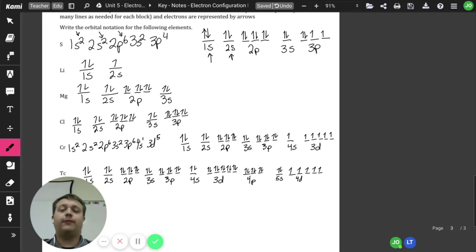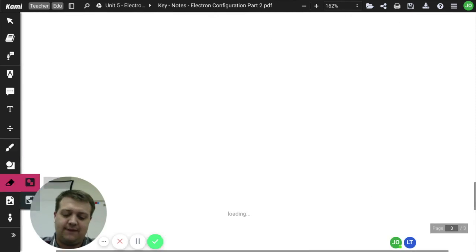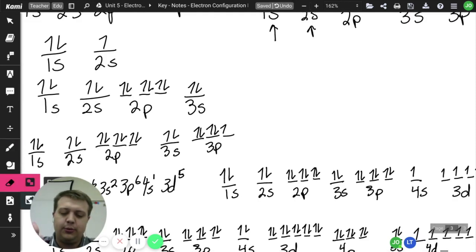All right, y'all. So hopefully you paused your video, but here are the answers to each of these orbital filling diagrams. I got 1s2, 2s1 for lithium. I've got 1s2, 2s2, 2p6, 3s2. That would be my magnesium. Again, check those arrows. Make sure you've got them in the right place. Chlorine, 1s2, 2s2, 2p6, 3s2, 3p6. Sorry, 3p5. I made a mistake. Let me fix that real quick. Boom.